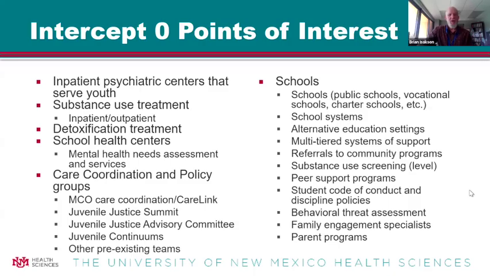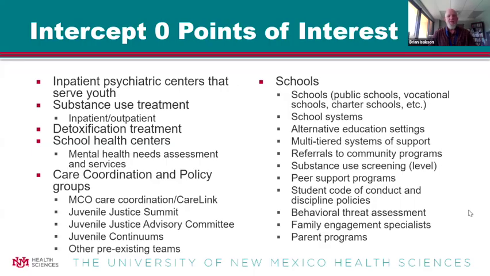And so these are stakeholder policy groups that communities could tap into as well. And the schools, as I mentioned, is a really important part of Intercept Zero. This is where a lot of times the challenges are identified. There could be a crisis or there could be delinquent behavior.